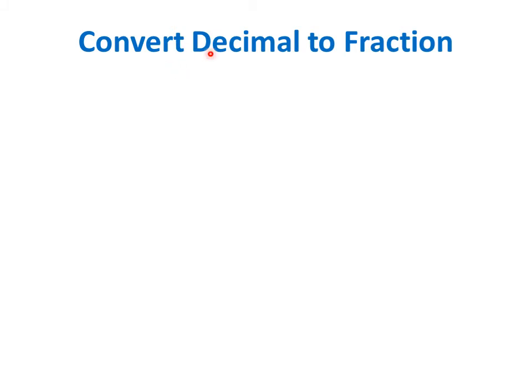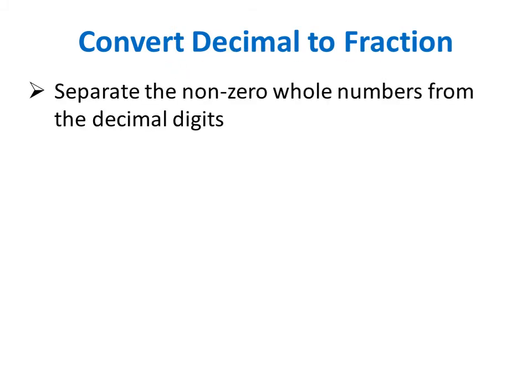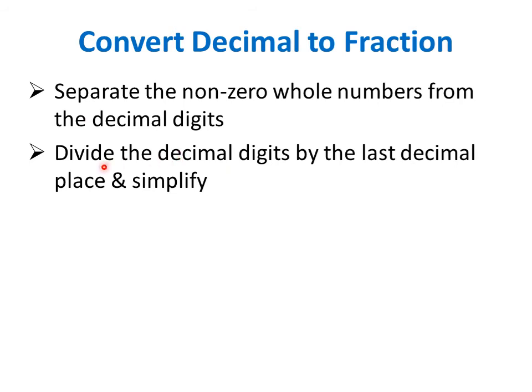Lastly, how do we convert a decimal to a fraction? A decimal can have only a 0 before the decimal point, or a non-zero whole number before the decimal point. Therefore, first, we have to separate the non-zero whole numbers from the decimal digits. And then, we have to divide the decimal digits by the last decimal place. So, take note, we have to divide only the decimal digits by what? By the last decimal place. And we have to simplify the resulting fraction.